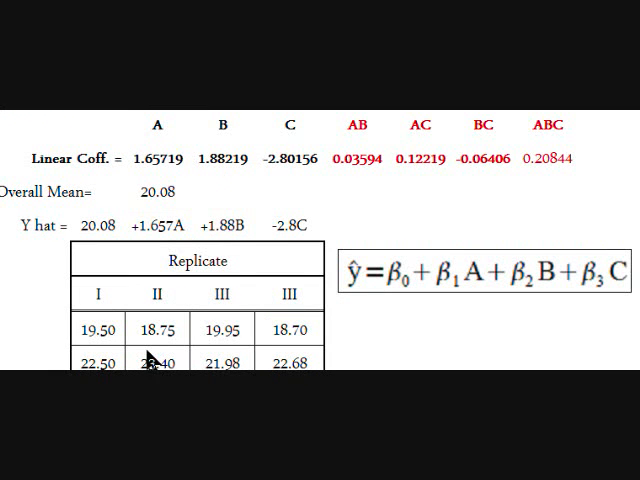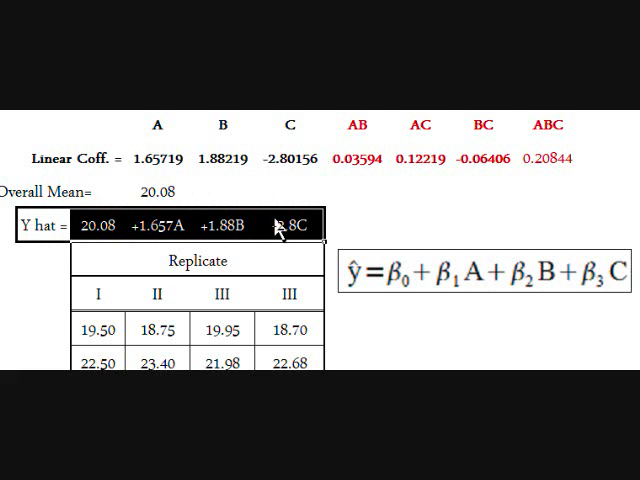Your final regression model should look something like this. Y hat equals the overall mean plus the linear coefficient for factor A times A, which is 1.65 times A, plus 1.88 times B, minus 2.8 times C. Now it's minus because the linear coefficient is minus. So this should be your final regression model. Notice that we disregarded all the interaction factors.